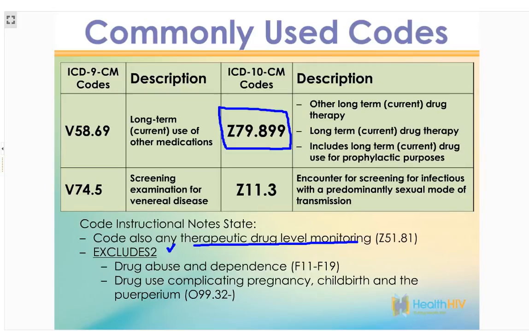And here's an Excludes 2 note. We said in our Series 3 that the Excludes 2 note means that you would report these codes if they apply. So, for example, if you're treating a patient that's pregnant and they're on any meds and you're monitoring those meds, you now have 3 codes that you need to report. You would report your Z79.899. You would report the Z51.81. And you would also report the code that describes the pregnant patient, always an O code, O99.32. There's a 6th digit, that's why there's a dash.